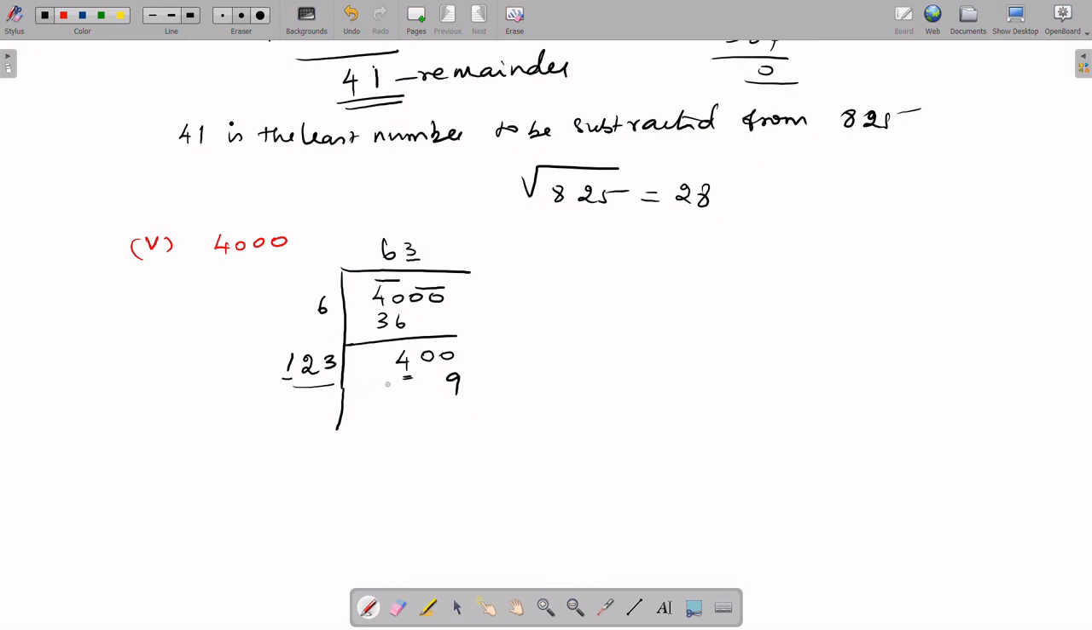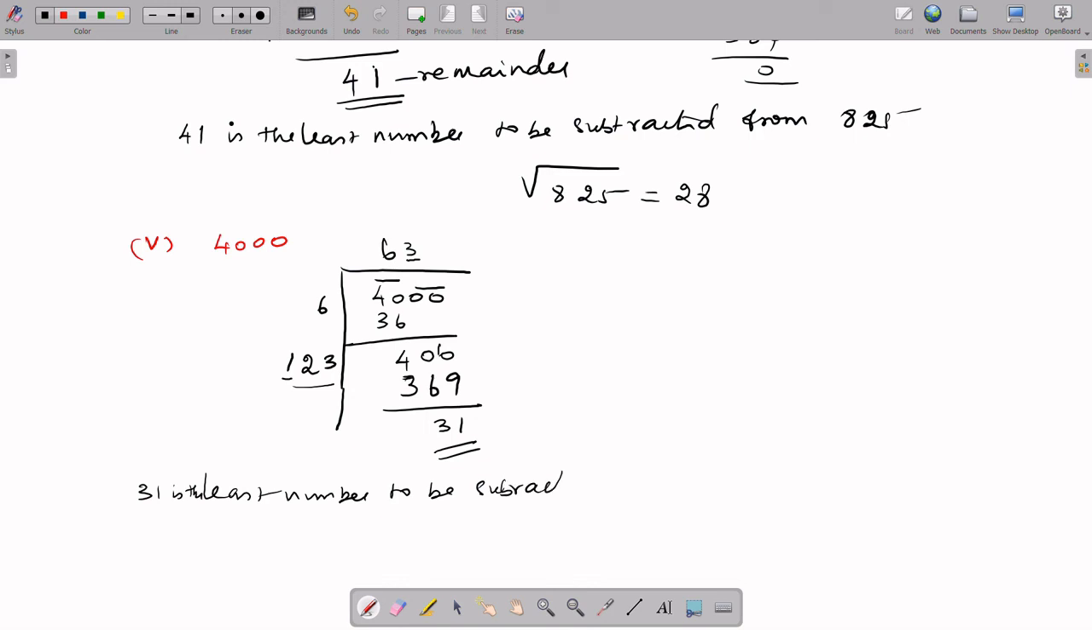Now 3 3s are 9, and next we go for this one. 2 3s are 6, and 1 3s are 3. 369. Subtract this from here. Take 1 from here. 10 minus 9 is 1, and here you have 9. 9 minus 3 is 6. So 31 is the remainder, which is less than 123. So the least number to be subtracted is 31.